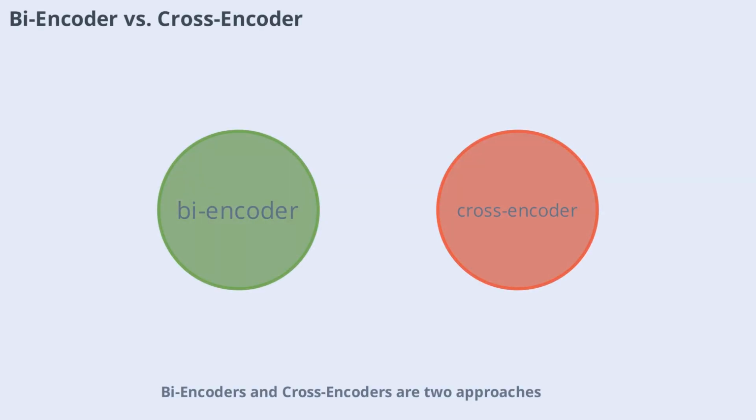Biencoders and crossencoders are two approaches for computing similarity between queries and documents. Biencoders embed queries and documents independently, allowing for rapid similarity calculations. Crossencoders, however, process the query and document together, resulting in higher accuracy but at a greater computational cost.